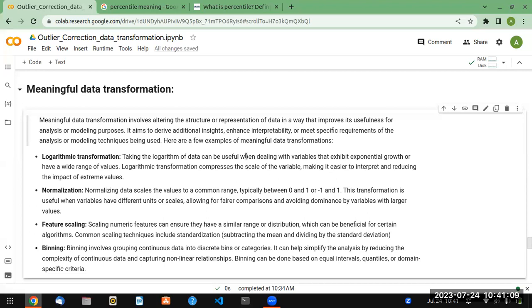Okay, so meaningful data transformations, so many things you can do. Consider you have on the x-axis the income of people, from poor to rich families, from very poor to very rich. If we plot their income on the x-axis, what will happen? Many values are towards the left-hand side, very small values, and towards the right-hand side, very large values.